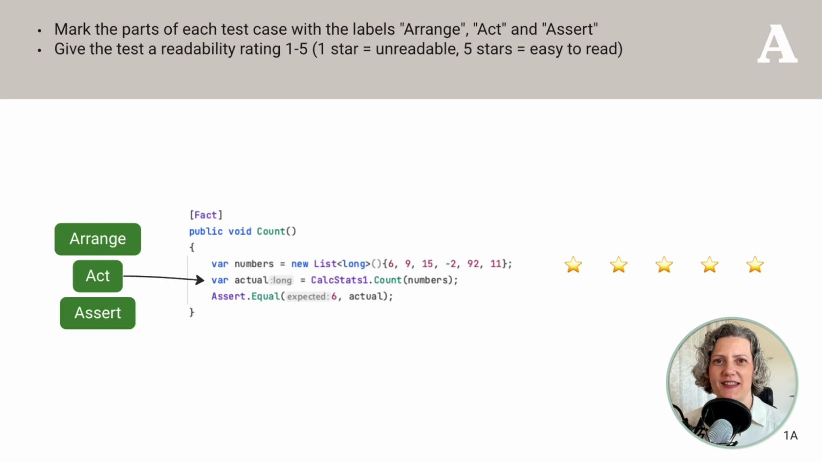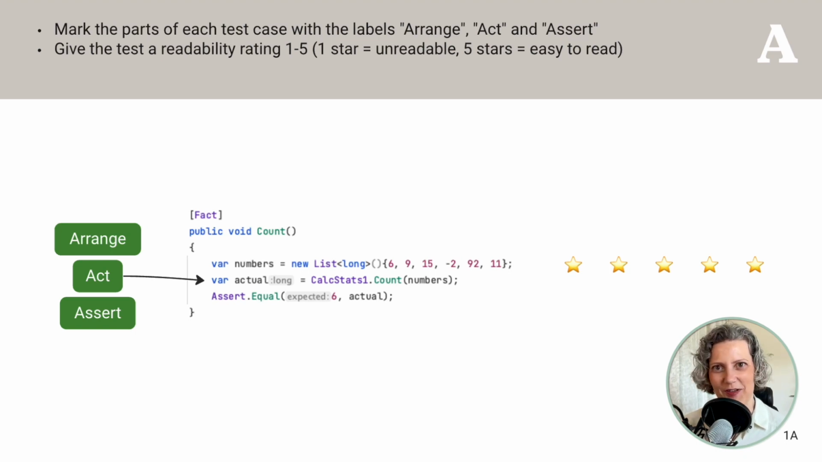Okay, so let's just go through these. This first one was quite straightforward. It was very similar to the same one I showed you earlier in the session. It's got 3 lines of code, arrange, act, assert. And I give this 5 stars for readability because it is actually very straightforward to work out what's going on here. But it is very simple, just 1 line of code for each part, so that's okay.